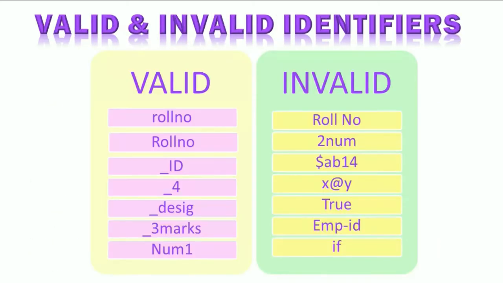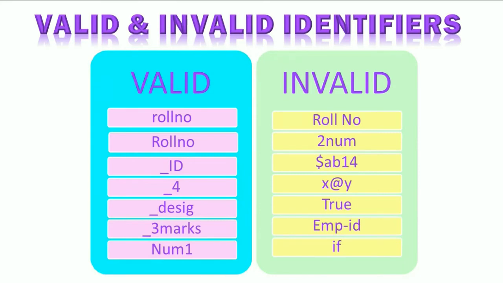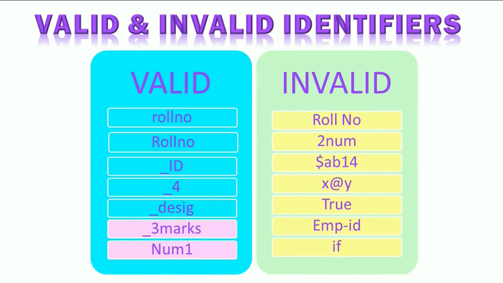Now we will see some of the valid and invalid identifiers. First, let us talk about the valid identifiers. As you can see on the left hand side, the list of valid identifiers: roll_number, then again Roll_number with the first letter capital, _ID, _4, _desig, _3marks, num1. These are all valid ones. You can see there are 7 examples given over here.